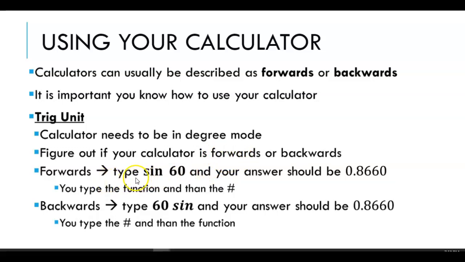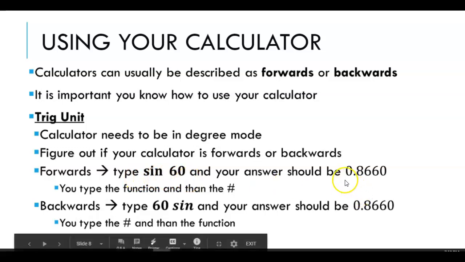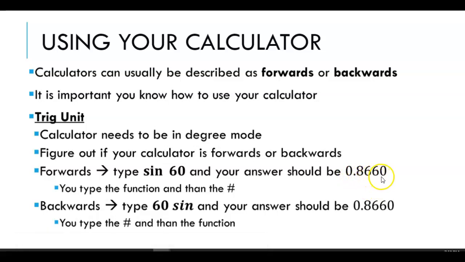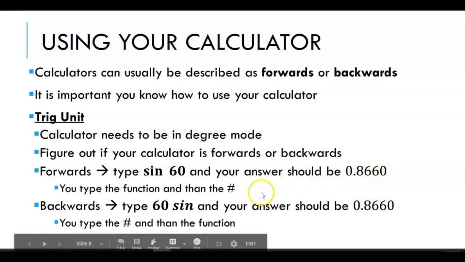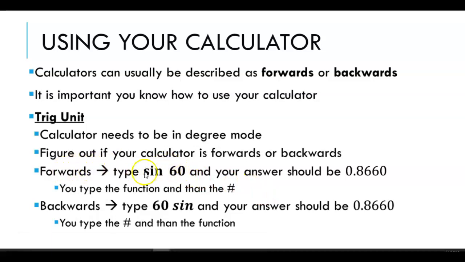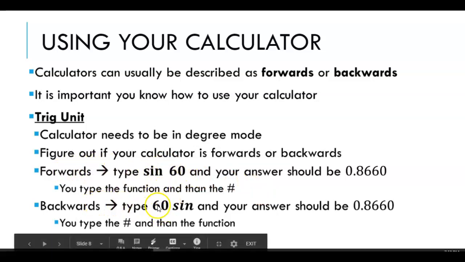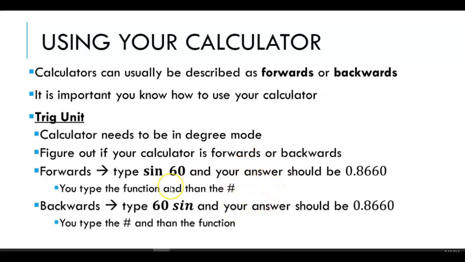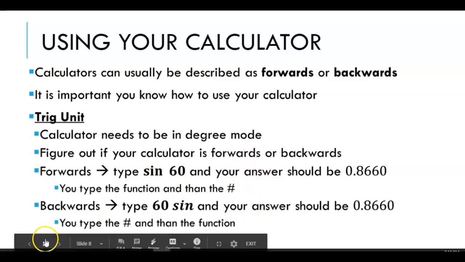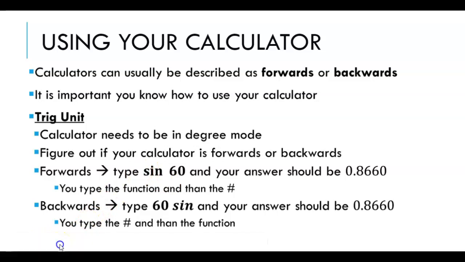Forward means that if you type in sine 60, then you're going to get an answer, in this case 0.8660. If you get an error, that means that your calculator is not forward, but is backwards. That means that you have to write the angle first, then the primary trigonometric ratio. You're going to get the same answer. So please make sure that you do know how your calculator works, because otherwise we won't be able to work without the calculator in this unit.